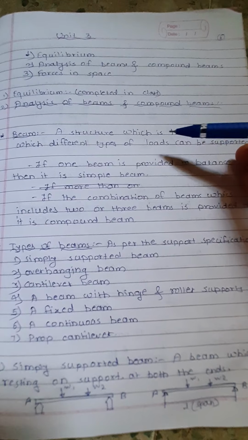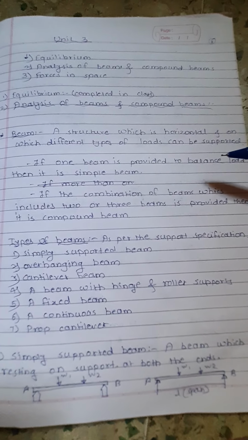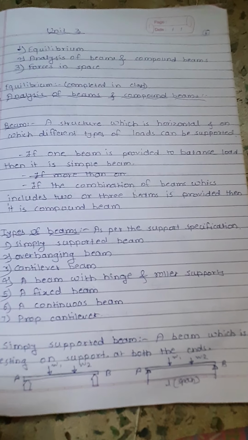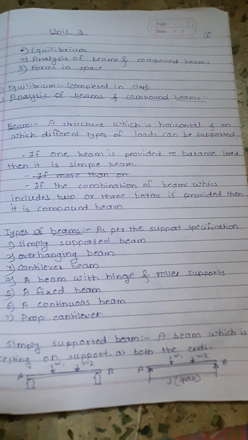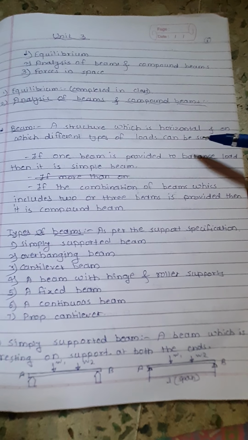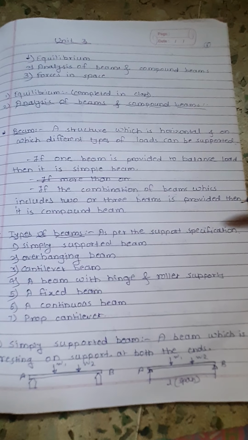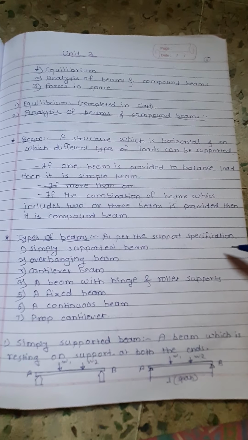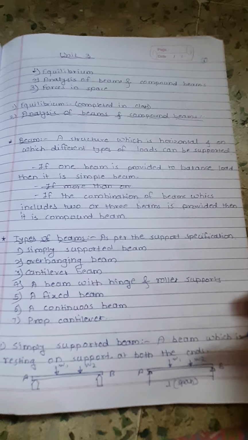Now in the analysis of beams, firstly we will see what is a beam: a structure which is horizontal and on which different types of loads can be supported. That is the beam. Now there are again two types. If one beam is provided to balance the load, then it is a simple beam, and if a combination of two or three beams is provided, then it is the compound beam. The next is, depending upon the support specification, there are a total of 7 types of beams. We will see one by one in detail.